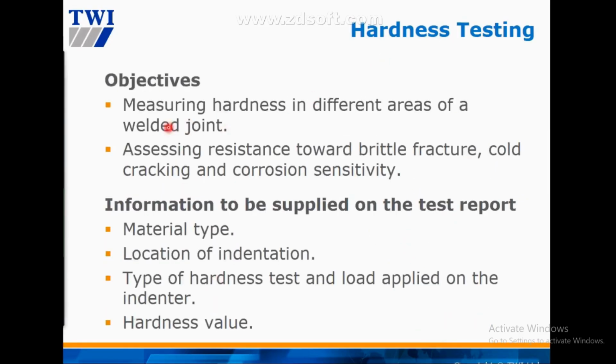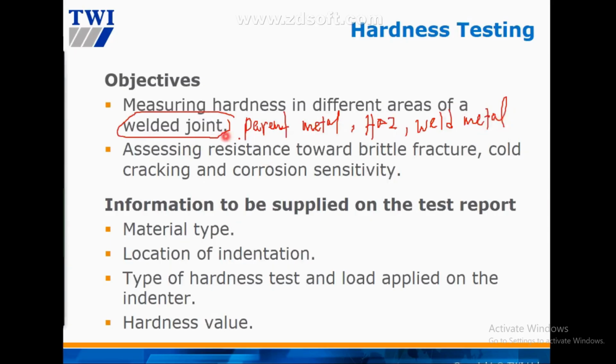So in hardness test here, we're measuring hardness in different areas of the weld joint. Remember, when they talk about weld joint, the test must be carried out in the parent metal, HAZ, and weld metal. So that means by weld joint: parent metal, HAZ, weld metal. The test must be carried out in that location.